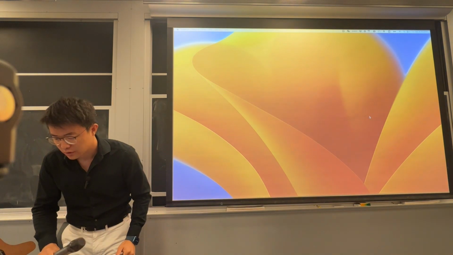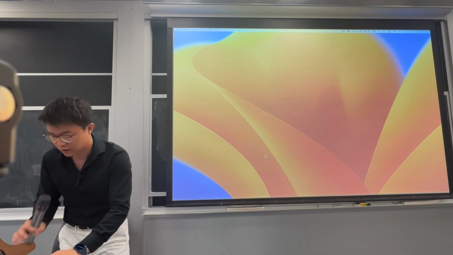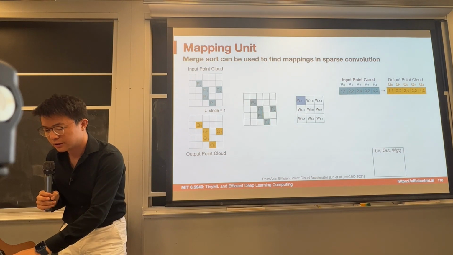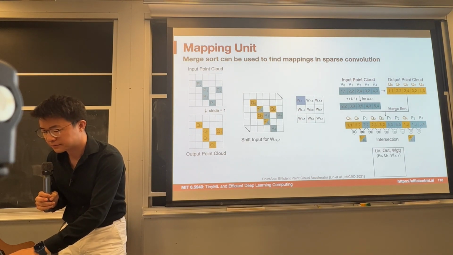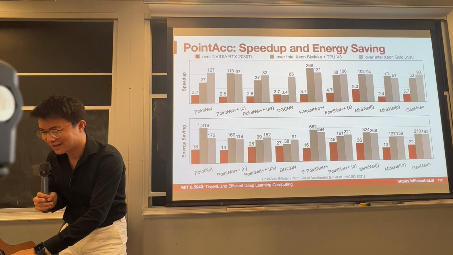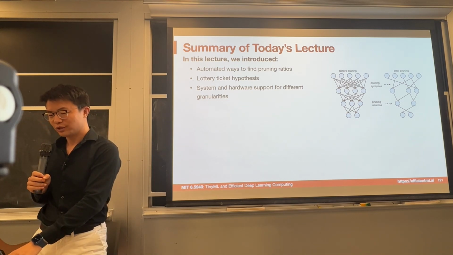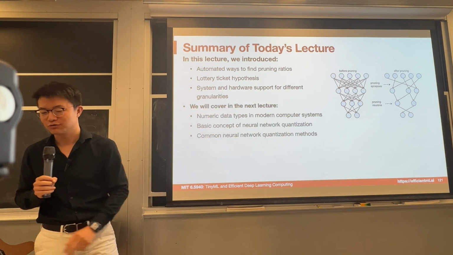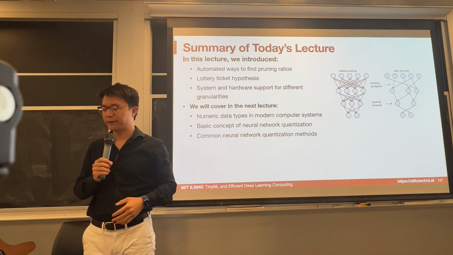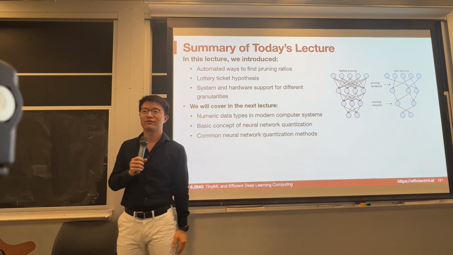All right. With that, since we're pretty much out of time, let me do a quick summary of today's lecture. A lot of animations for hardware design, we can cover them in a future lecture. So we introduced an automated way to find pruning ratios and the lottery ticket hypothesis, since it's actually hard to find the sparsity pattern without training, and introduced the system and hardware support to turn those theoretical savings into measured speedup.